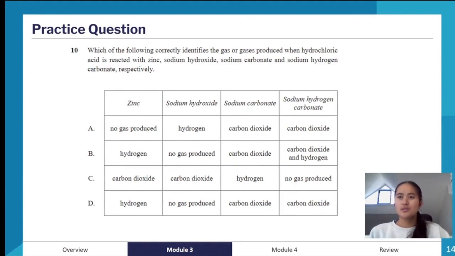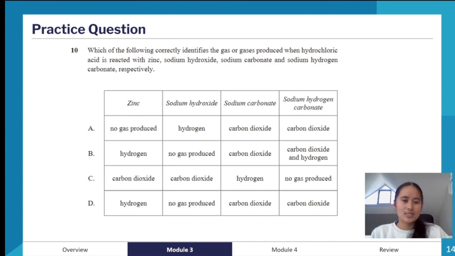So the question is, which of the following correctly identifies the gas or gases produced when hydrochloric acid is reacted with zinc, sodium hydroxide, sodium carbonate, and sodium hydrogen carbonate, respectively? So if we go from the first reaction, which is hydrochloric acid with zinc, that's an acid-metal reaction, so we know that it forms hydrogen gas. So that leaves B or D as our answer. So we'll keep narrowing it down between those two.